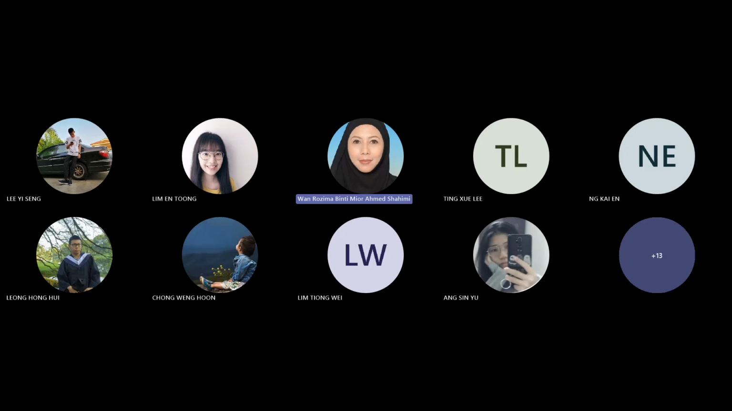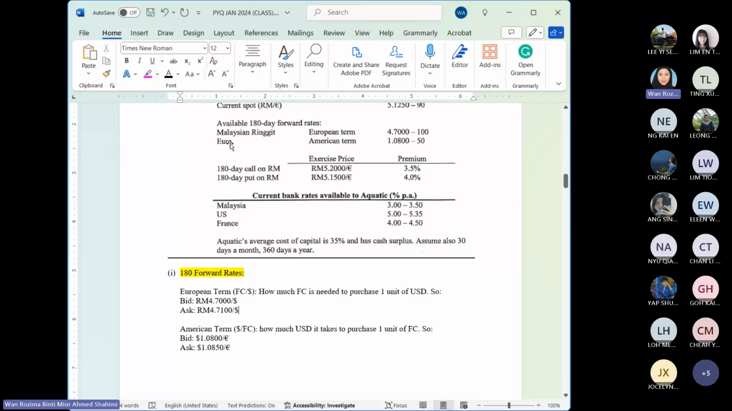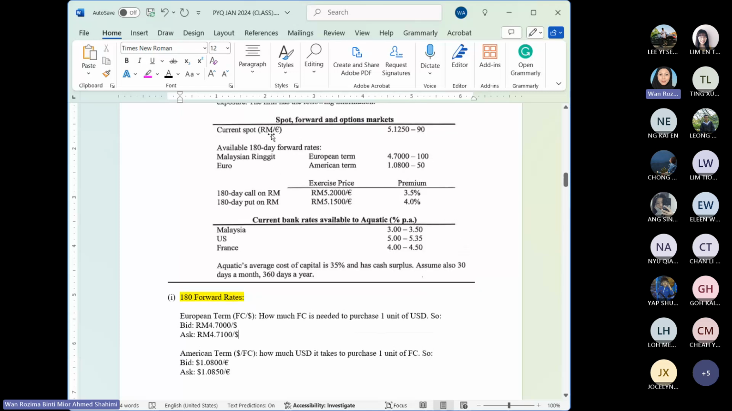Since this one is euro, the euro is a foreign currency and the home currency is USD. We have 1.08 USD against euro, and then 1.0850 USD against euro. But remember, by right the question gives you Ringgit Malaysia against euro, class. But this one is Malaysian ringgit against USD, not Malaysian ringgit against euro. And then this one is USD against euro.